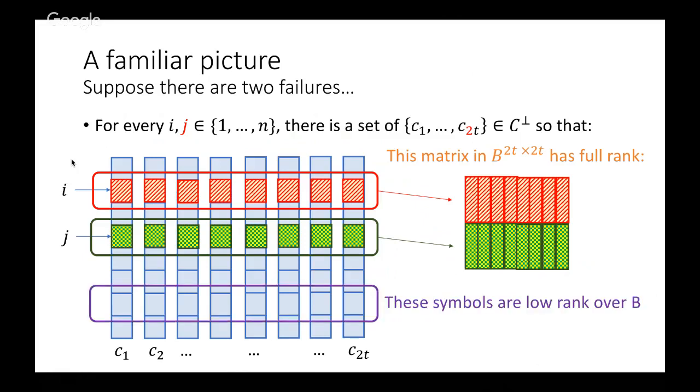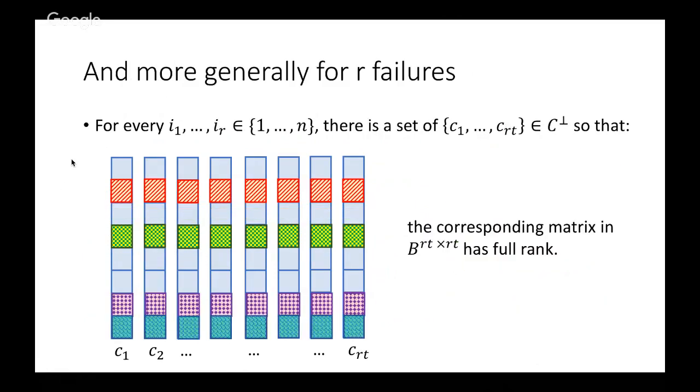And then similarly, for all the other rows, I'm going to want those to be low rank, just the same. And the generalization for R failures is that I'm going to want RT code words so that the appropriate set of R rows corresponds to an RT by RT full rank matrix. All the other rows have low rank. And the proof that this implies a repair scheme for multiple failures is very similar to the one that I just showed you.